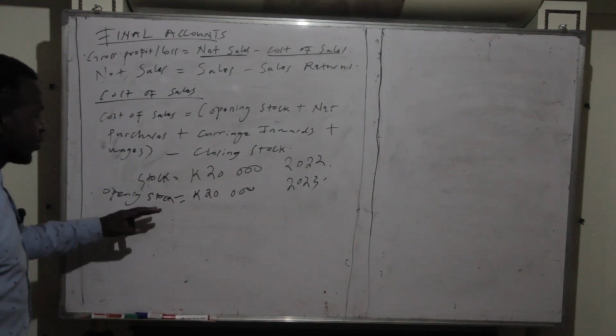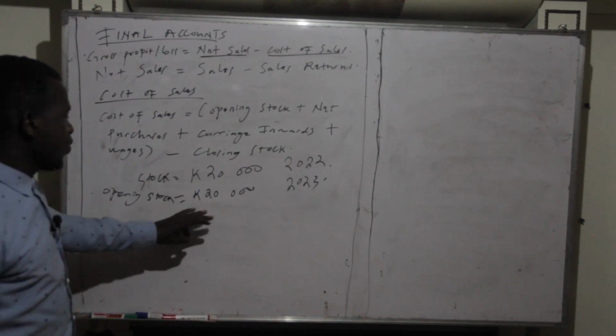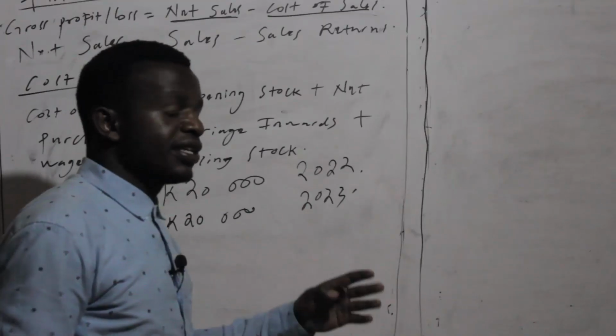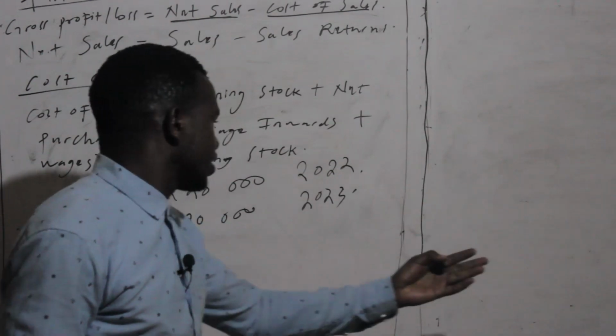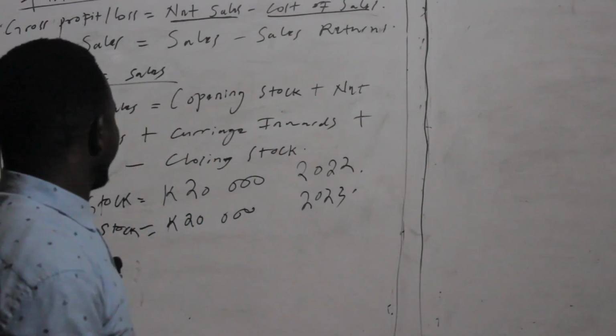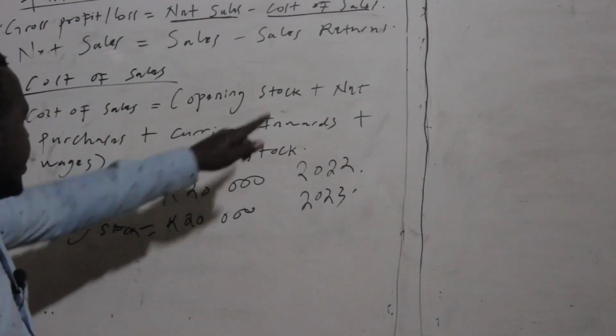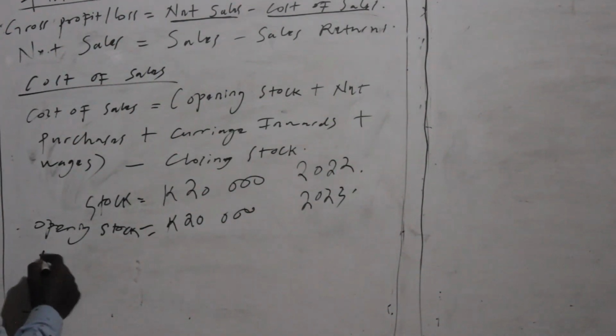So the opening stock is just the value of stock that the business brings from the previous accounting period. That's opening stock. Then for the net purchases, let us look at net purchases.